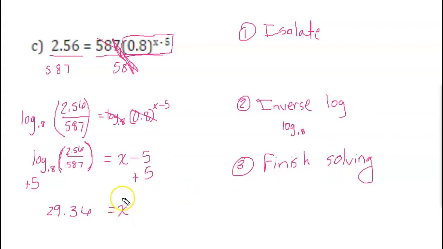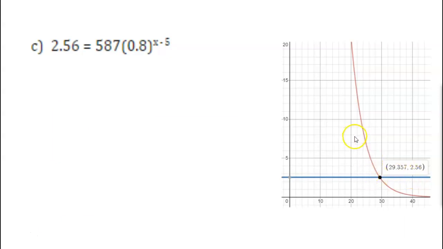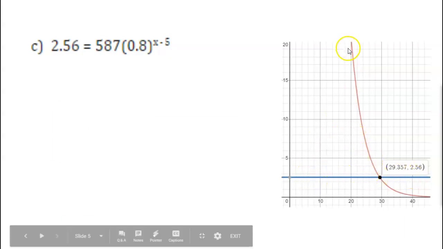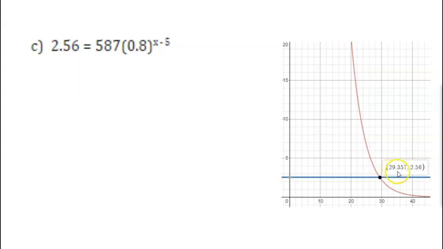Now, if we want to check that answer graphically, it's never a bad idea to check our answer graphically. Let's see if we get 29.36. So if I graph it, you can see that I graphed one side of the equation, the 587 times 0.8 to the x minus 5, that's the red line. The blue line is the 2.56, and we can see that they, in fact, intersect at 29.35, which rounds to 29.4. So yes, we did get the correct answer, and we checked our answer graphically.